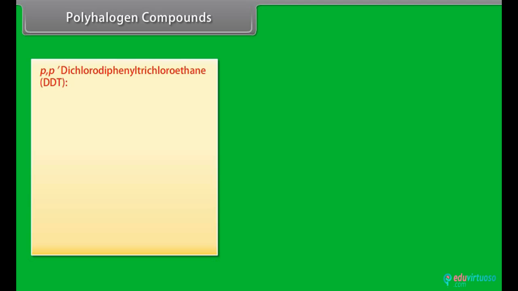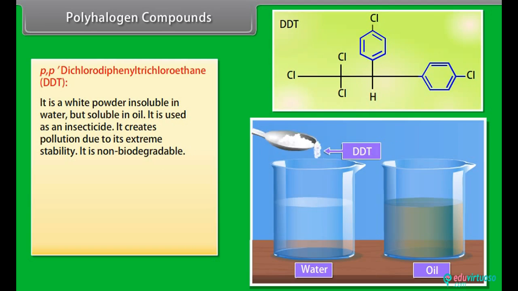p,p'-Dichlorodiphenyltrichloroethane, DDT. It is a white powder, insoluble in water, but soluble in oil. It is used as an insecticide. It creates pollution due to its extreme stability. It is non-biodegradable.